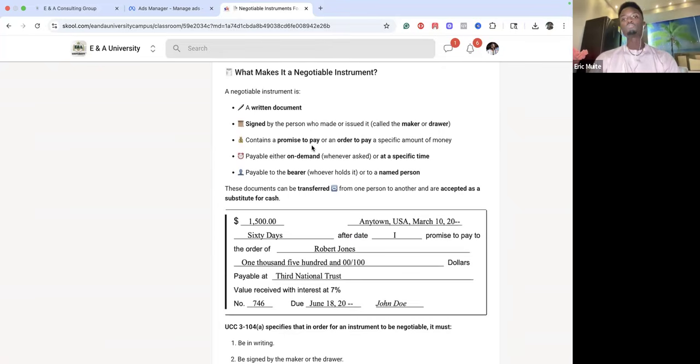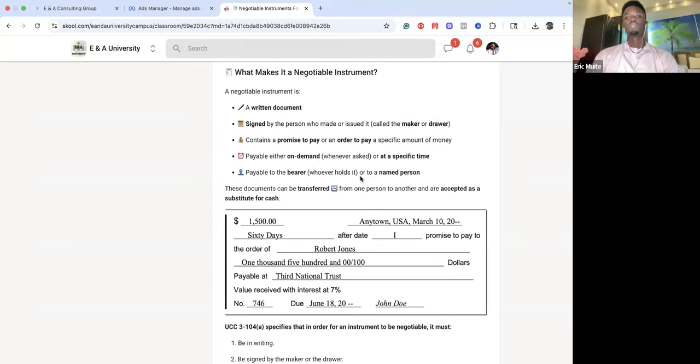So what makes it a negotiable instrument? A negotiable instrument is a written document signed by a person who made or issued it. In legal terms, this is the maker or drawer. The maker is the one creating it, the other one is the drawer. It contains a promise to pay or an order to pay a specific amount of money, payable either on demand, whenever asked, or at a specific time, payable to bearer, whoever holds it, or to a named person.